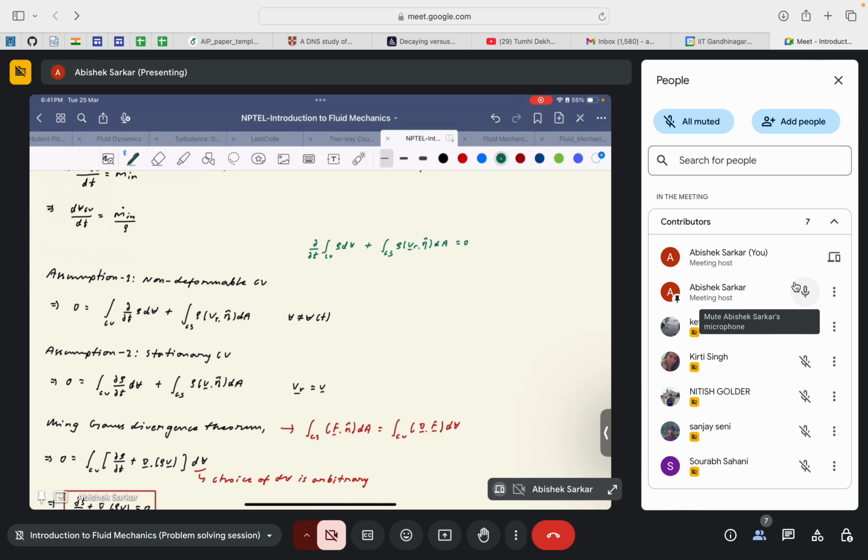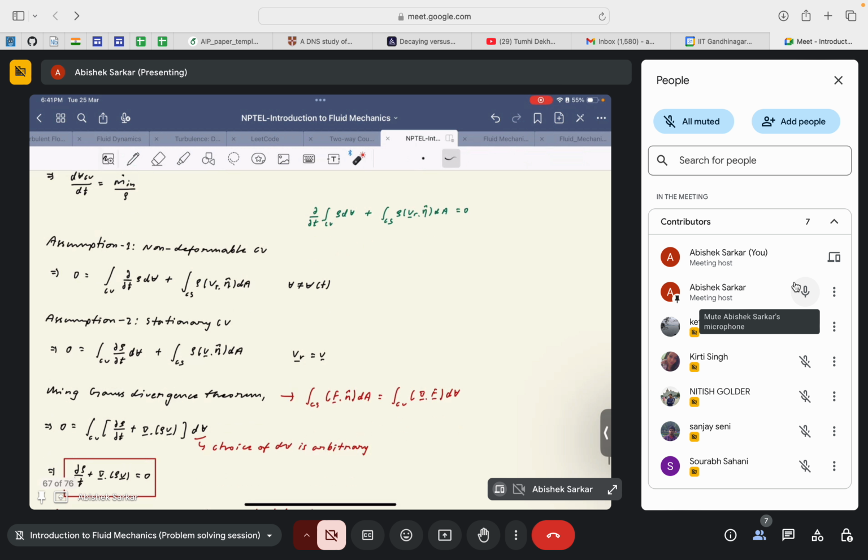Now let us make some simplifications or modifications to the equation. Let us consider a non-deformable control volume. If the control volume is non-deformable, then the volume of the control volume is not a function of time. It will remain constant with time.